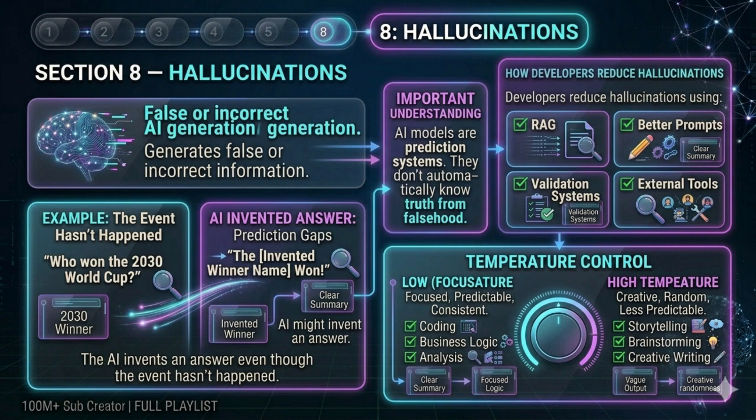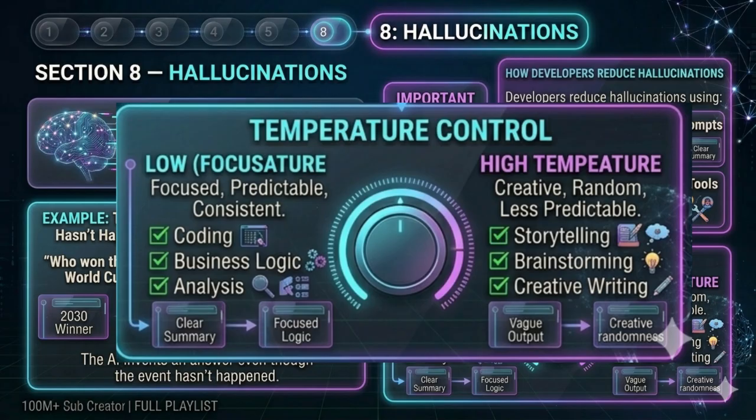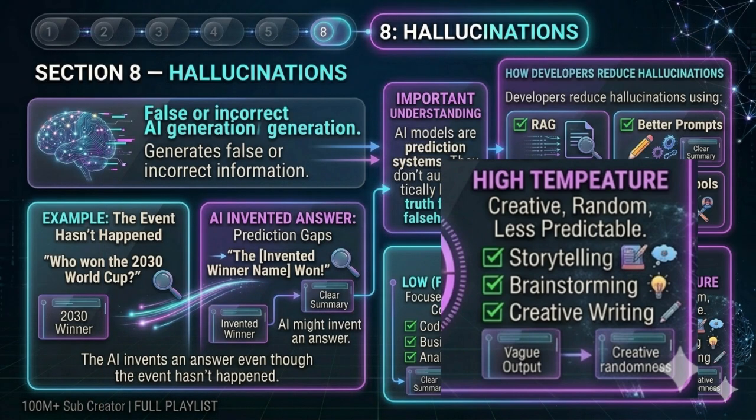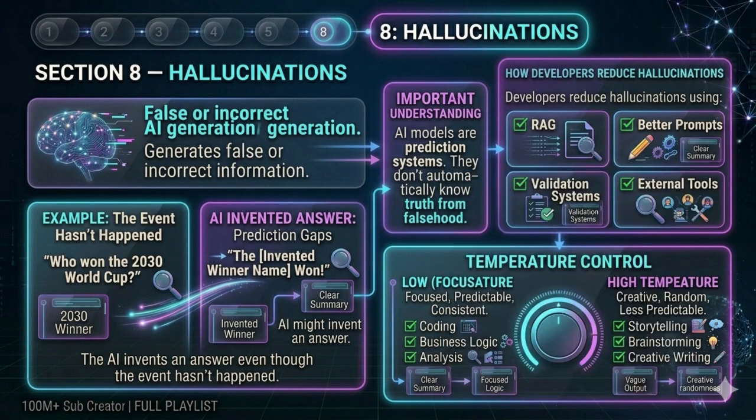Another important concept is temperature. Temperature controls randomness. Okay, let's see low temperature. Low temperatures are more focused, more predictable, more consistent. Good for coding, business logic, and analysis. Let's see how about high temperature. High temperatures are more creative, more random, and less predictable. Good for storytelling, brainstorming, creative writing.